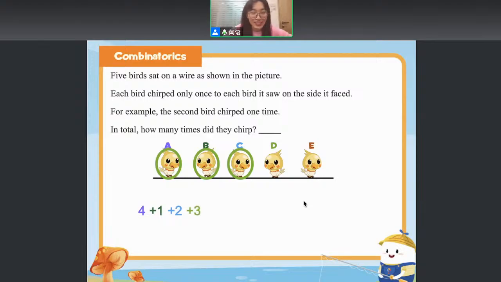What about E? 0, right? Why is it 0? Because actually you see, here everyone, no more birds on the right side. So for E, that is 0. So what about the total? The total is 4 plus 1 plus 2 plus 3 equals to 10.